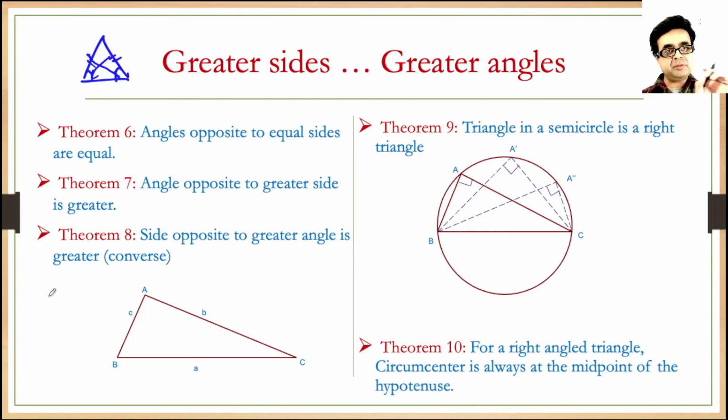Then we move a little bit beyond the equality to the inequalities, and the first theorem states that the angle opposite to the greater side is greater. So in this triangle, you can obviously see that side A is greater than side C. What that means is that angle A is going to be greater than angle C based on theorem number 7. So let me just write it here. Now the reverse of that is also true. So if I'm given that angle A is greater than angle C, then side A will be greater than side C.